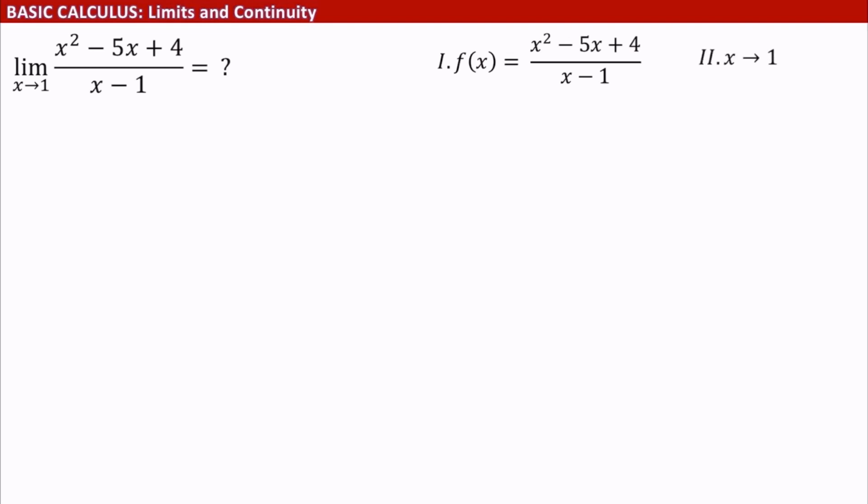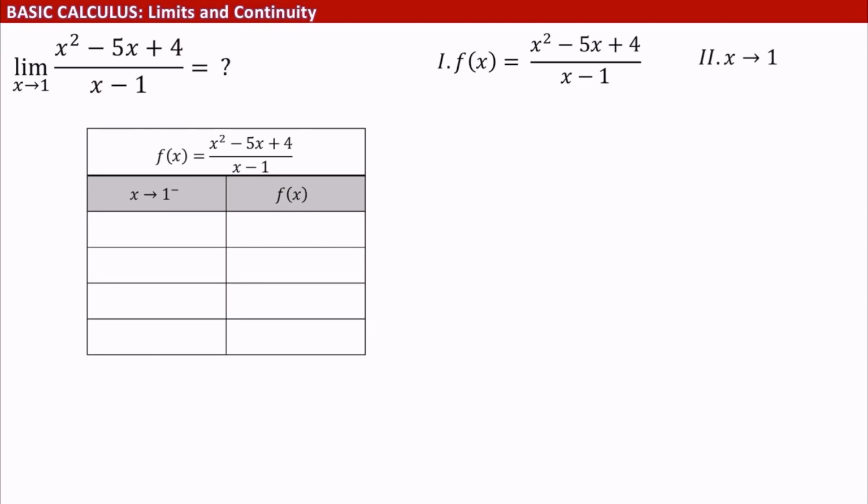Meron tayong dalawang direction to approach 1 from. We can approach 1 from the left and we can approach 1 from the right. Since we can approach 1 from these two directions, we'll have two table of values. Let's start with our table of value for the function f of x is equal to x squared minus 5x plus 4 all over x minus 1. But in this case, our x approaches 1 from the left.